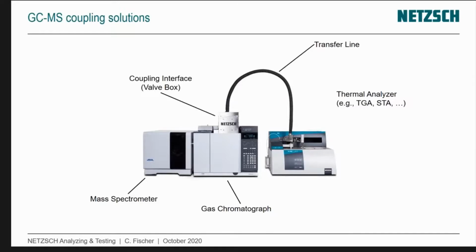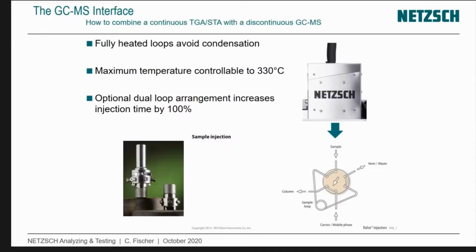The coupling system consists of the thermal analyzer, which can be a TG or an STA, shown on the right, the heated transfer line, this is the black tubing, the heated valve box, which is this silver box with NETZSCH on it, the gas chromatograph, and then the mass spectrometer on the left. To avoid condensation in the interface, it is absolutely necessary that all transfer parts are heated.